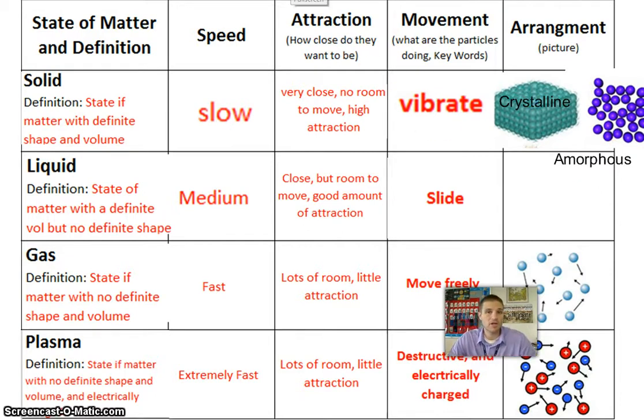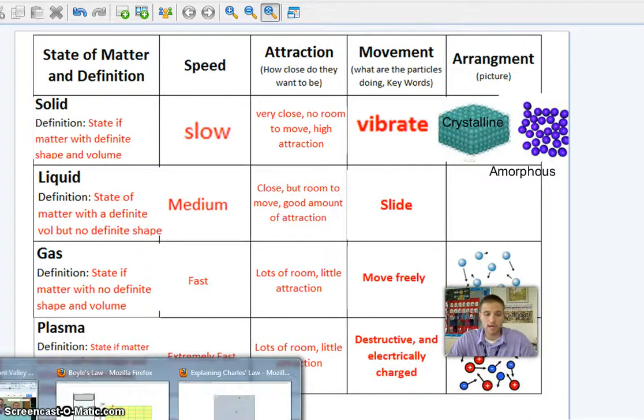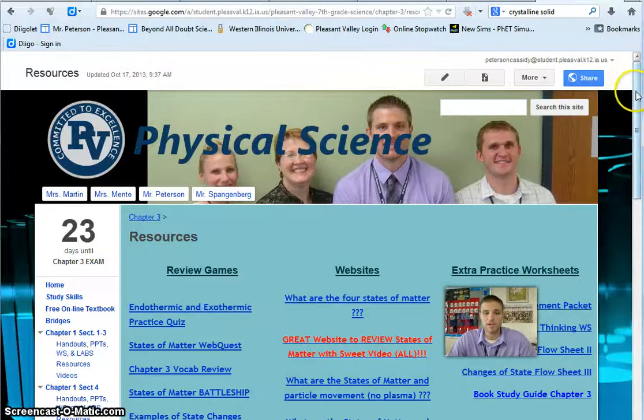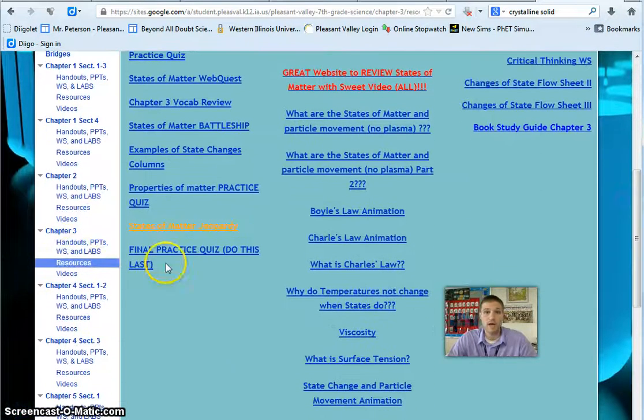Now for liquid, we're actually going to go to the website. So if we go to the website, we'll notice there's lots of stuff here. And I'm under the Chapter 3 resources page, which is the chapter that we're on right now.